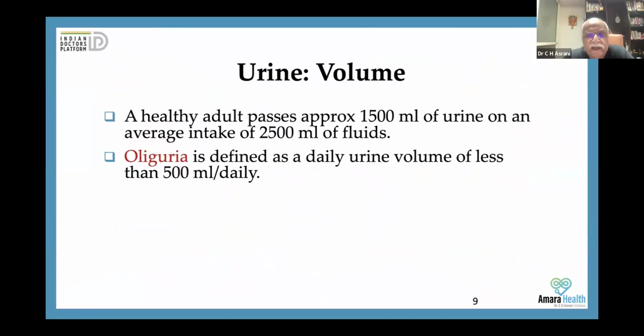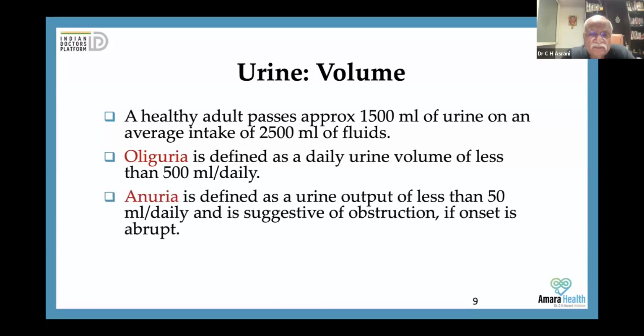Oliguria is defined as a daily urine volume of less than 500 ml daily. All patients who are severely dehydrated, you have to ask them to measure the volume of urine that they pass. Keep passing in a Bisleri bottle, which can be discarded later. Or a patient of CKD with infection, start monitoring the urine volume. Anuria is defined as a urine output of less than 50 ml per day and suggestive of either some obstruction if the onset is abrupt.